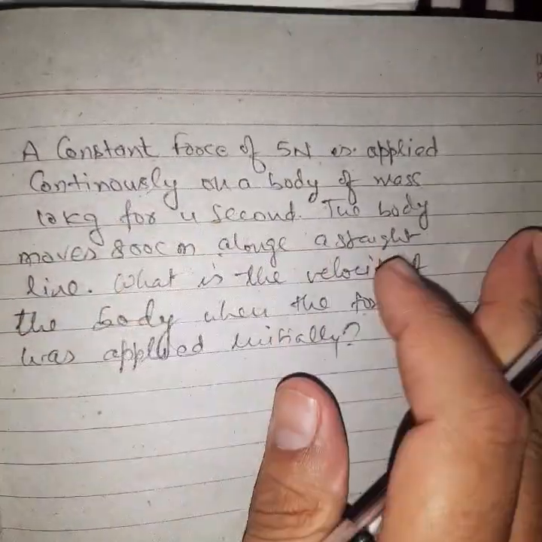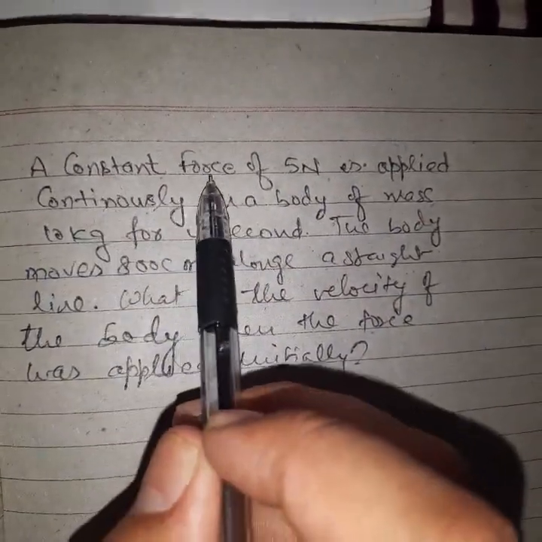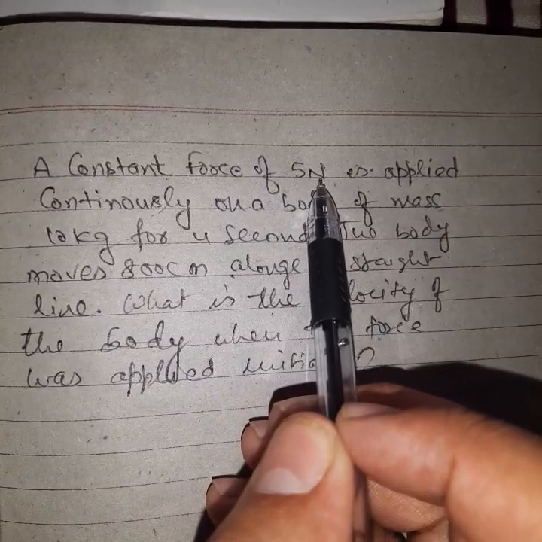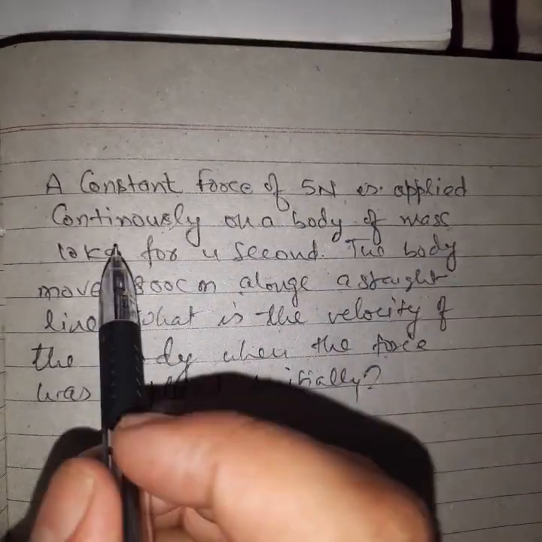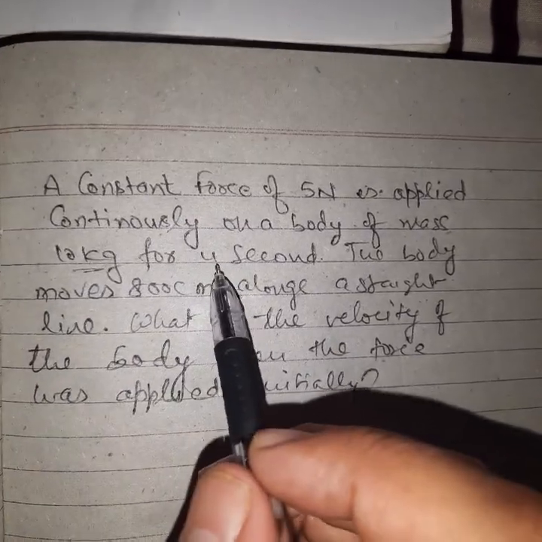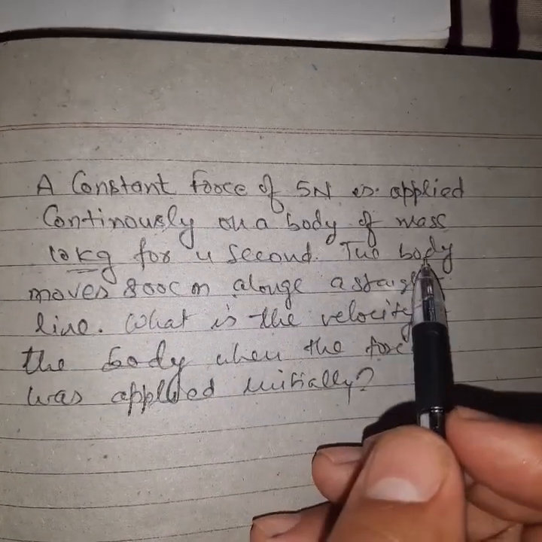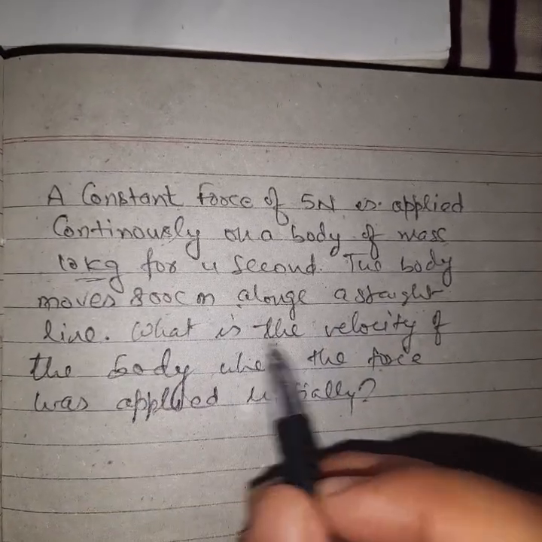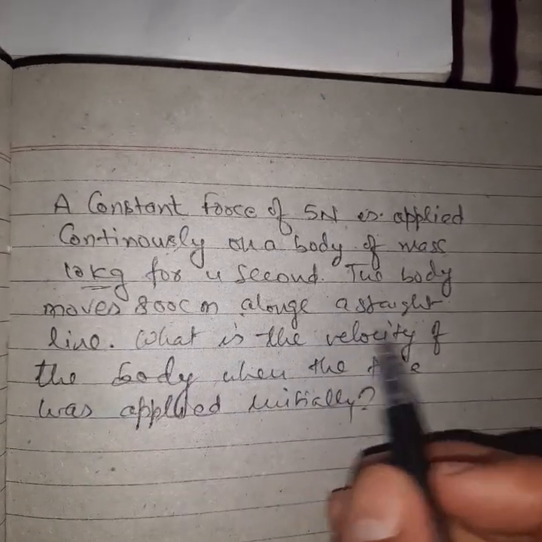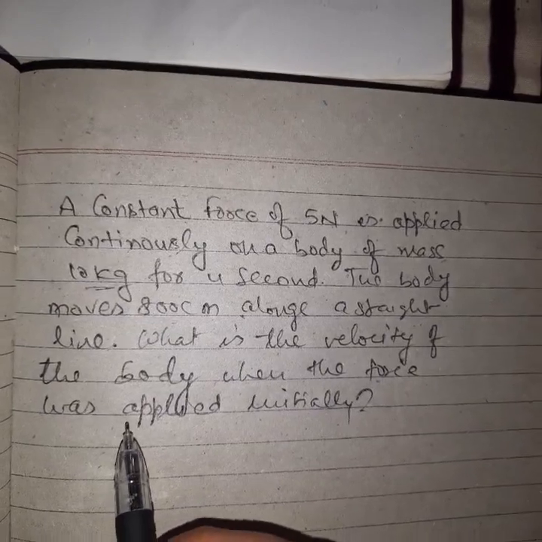Okay students, this is our second question. First of all, focus on the statement. A constant force of 5 Newton is applied continuously on a body of mass 10 kg for 4 seconds. The body moves 800 centimeter along a straight line. What is the velocity of the body when the force was applied initially? Initially means in the first step.